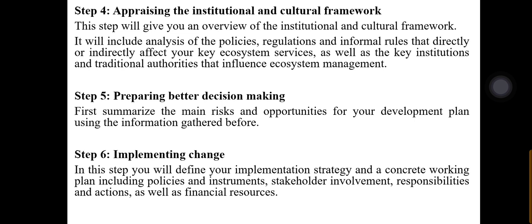So like I say, summarize the main risk and opportunity for your development plan using information gathered before. We also build on this information generated using the previous steps to identify the entry points to key decision making. So you have to follow these steps and look at the information you have already generated and then be able to take it to step 6, which is implementing the change.